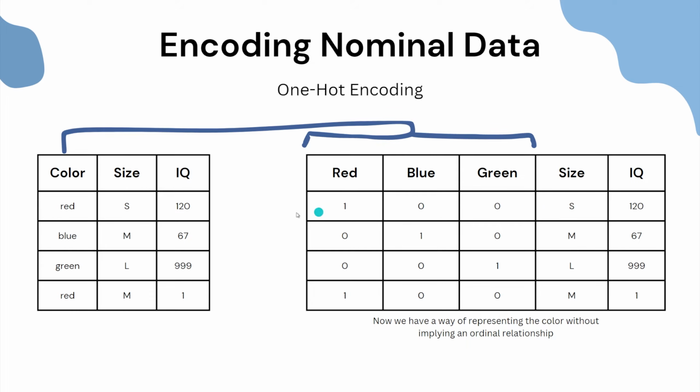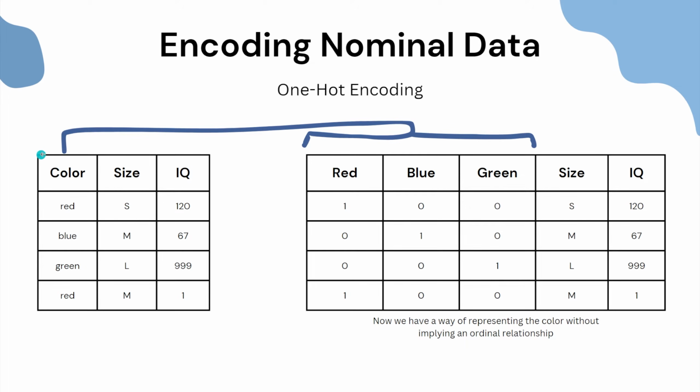Now when we're reading this table, it's pretty easy to determine which color we have selected currently. So if red is 1, then the other ones are obviously going to be false. It all just depends on which column here has the 1 within it. So in this case, for the first one, red is 1, the others have 0, so it's going to be red. And now with that, we have a way of representing the color without implying an ordinal relationship.